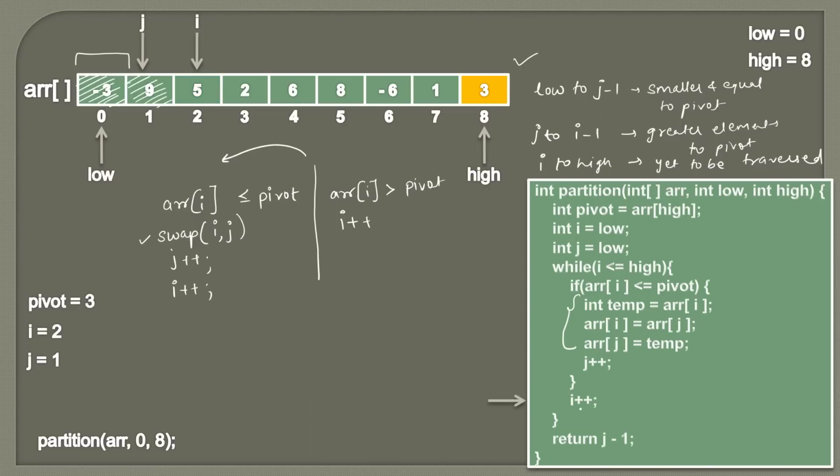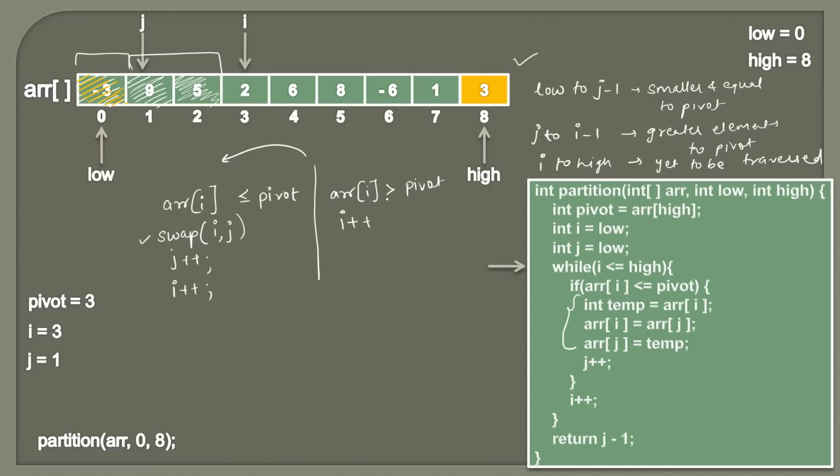And once this condition comes out to be false, we know that we need to simply traverse i ahead. i becomes 3. So now here you can see this part is the smaller elements range, and these 2 elements 9 and 5 are greater than pivot. So it is separated by j and i in such a way that from low to j minus 1 we have smaller elements. From j to i minus 1 we have larger elements.